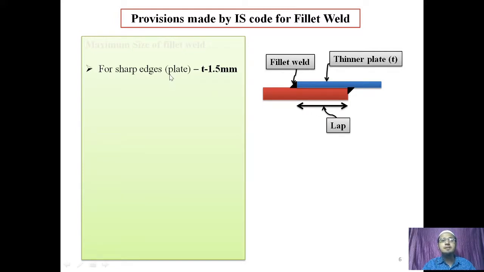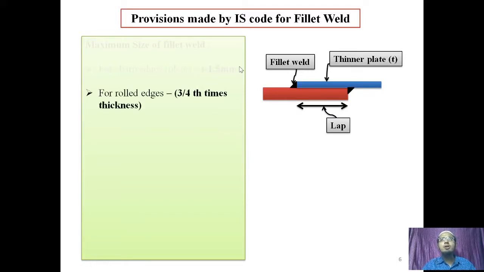For sharp edges of plates, the maximum size of weld should not exceed the thickness minus 1.5 mm. For rolled edges, as we have discussed in steel structures, we use rolled steel sections. For connections made with rolled steel sections, the maximum size of weld should not exceed 3/4 times the thickness of the rolled member. Got it? How much do we have to take?